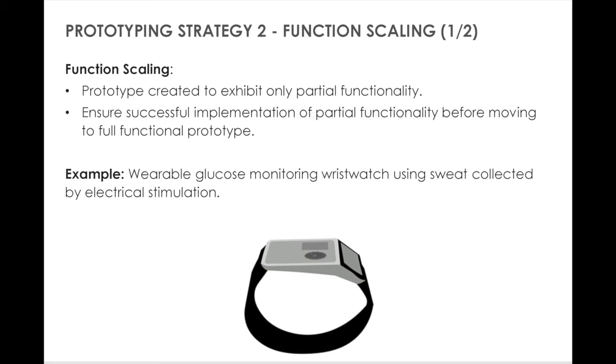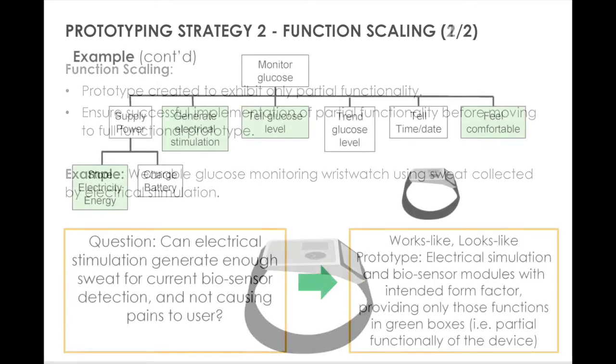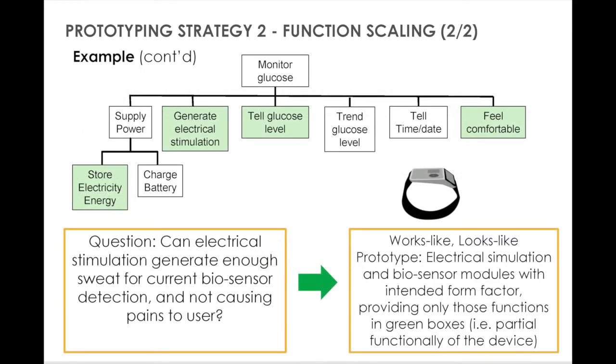Using the same example again, the wearable glucose monitoring wristwatch. As you can see from the functional tree itself, this device has 6 key functional blocks. And the kind of question that we ask will probably be: can the electrical stimulation generate enough sweat for the current biosensor detection without causing pain to the user? As you can see, this question encompasses several functions.